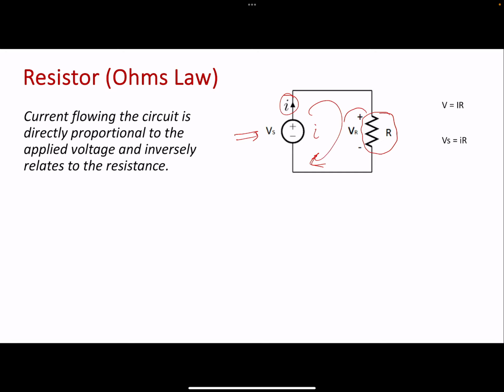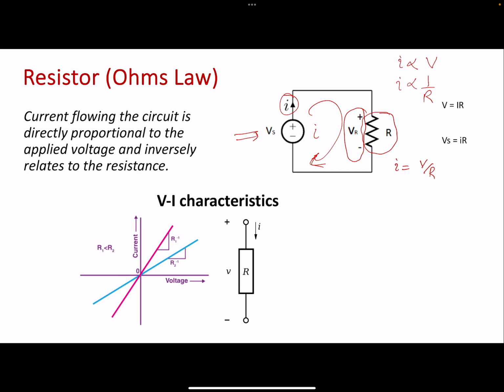And we're going to have a voltage drop across a resistor, VR, right? So this is what Ohm's law is. Ohm's law states that if you apply a voltage to a resistor, a current flows, and the amount of the current is directly proportional to the voltage applied, and inversely proportional to the resistance of the resistor. So we can easily say I equals V over R.